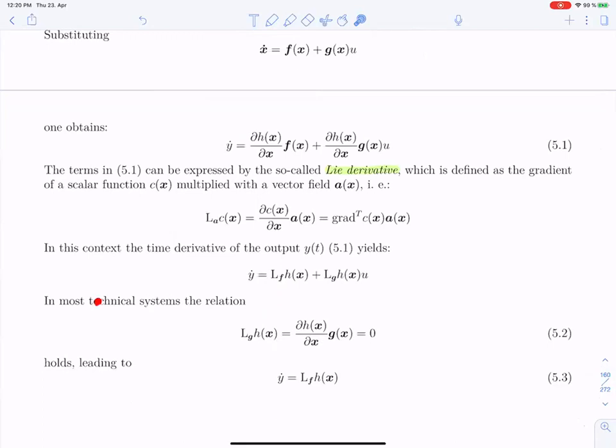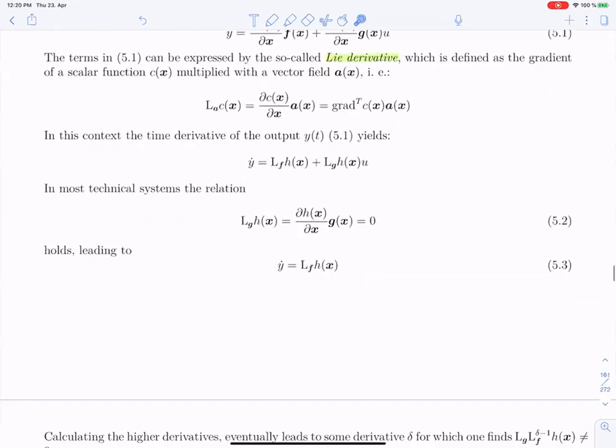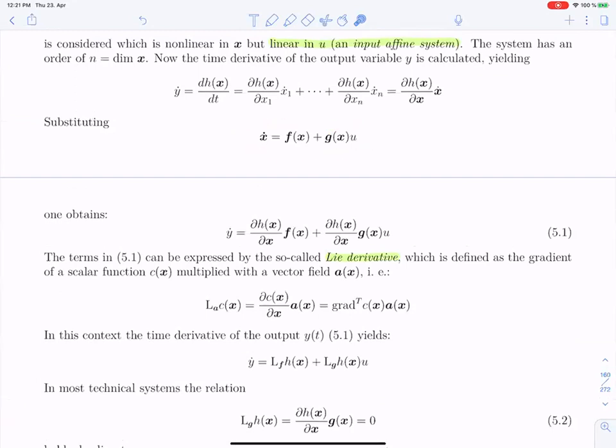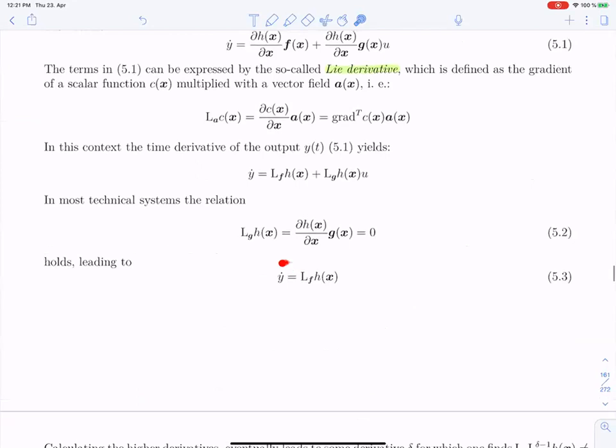In most technical systems that we encounter in control theory, this derivative is equal to 0. So what does this mean? If we look at equation 5.1, we see that if this expression is 0 for all x, then y dot only depends on this one here. So it essentially only depends on the state vector, but it does not depend on the input vector u. Okay, so it would look like this. This is also very important in terms of control theory. It tells us that in this system, with our input signal u, we are not able to affect the first derivative of the output, okay? This is what it means.